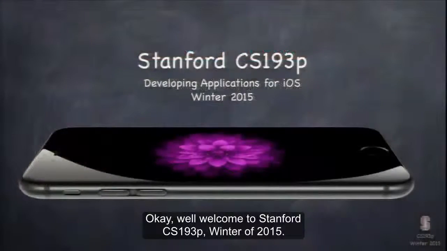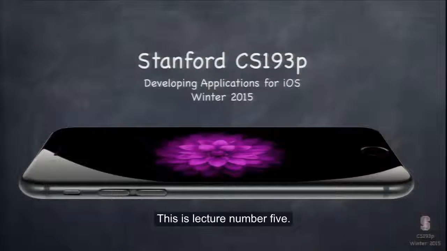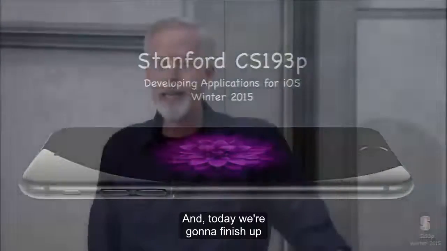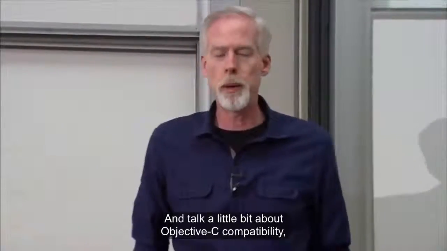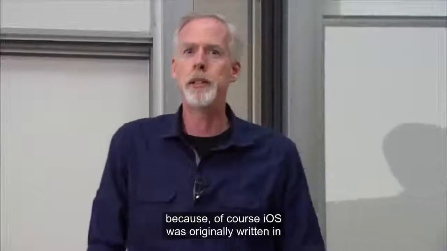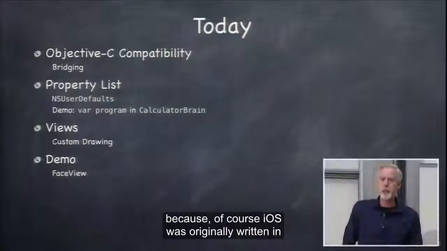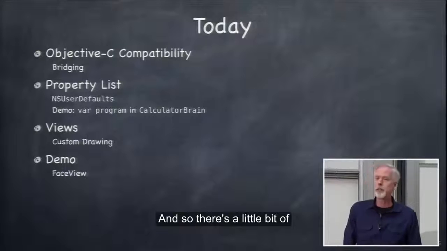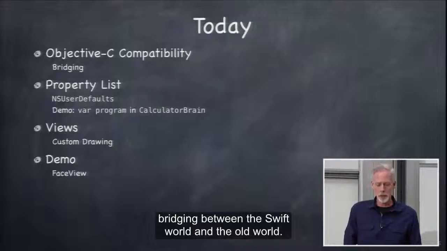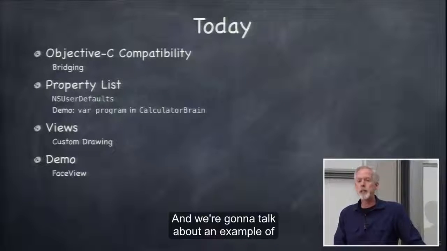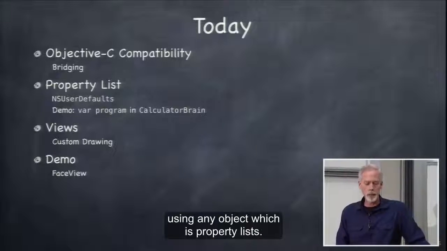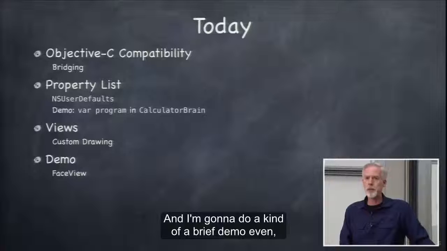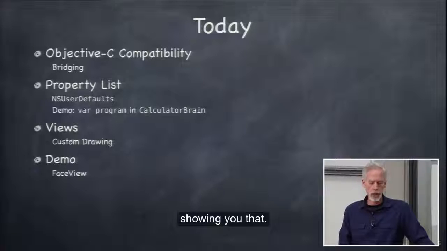Okay, well, welcome to Stanford CS 193P, winter of 2015. This is lecture number 5. And today we're going to finish up what we were talking about last time and talk a little bit about Objective-C compatibility, because of course, iOS was originally written in an entirely different language, and so there's a little bit of bridging between the Swift world and the old world. And we're going to talk about an example of using any object, which is property lists. And I'm going to do a kind of a brief demo even, showing you that.